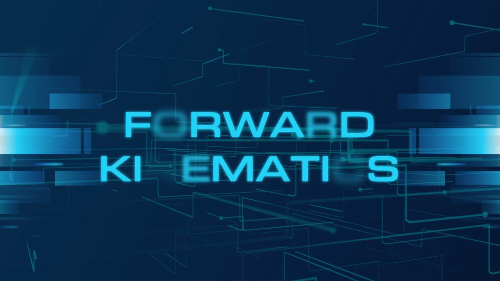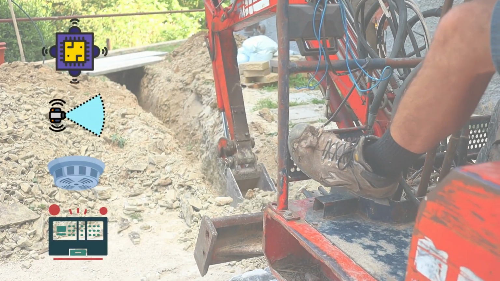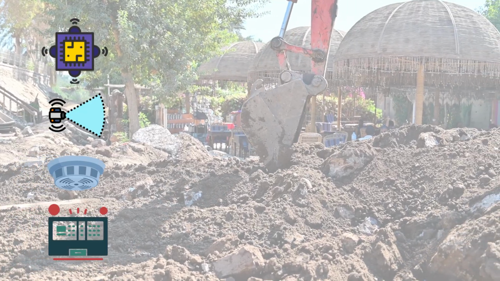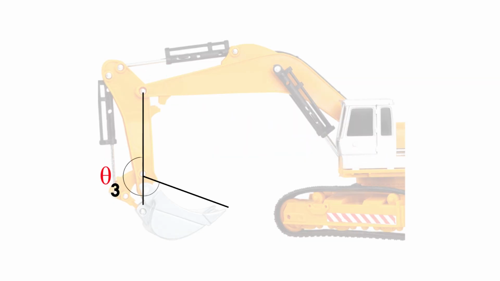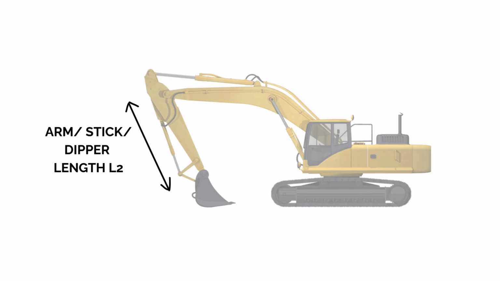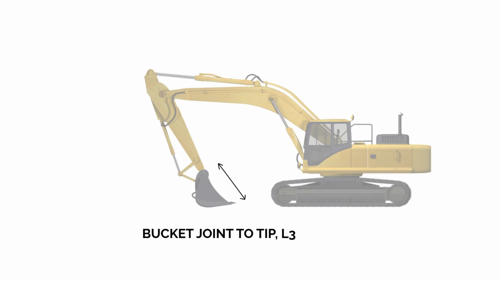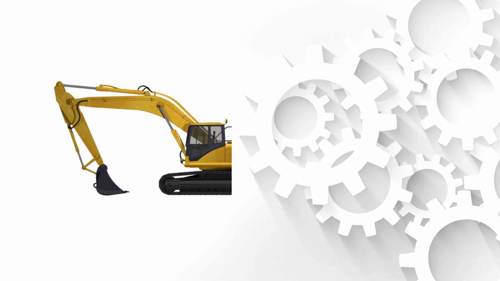When forward kinematics is introduced, this changes completely. Sensors continuously measure how much the boom, arm, bucket, and upper structure are moving. Angle sensors capture joint motion in real time, while the excavator already knows its own geometry, such as the length of the boom, arm, and bucket linkage. This geometric information comes from the machine design and does not change during operation.